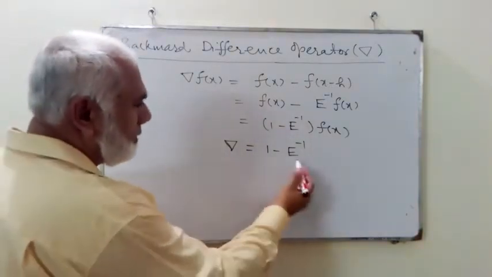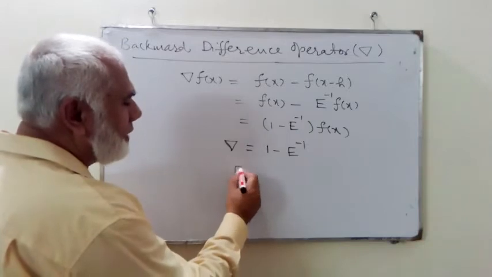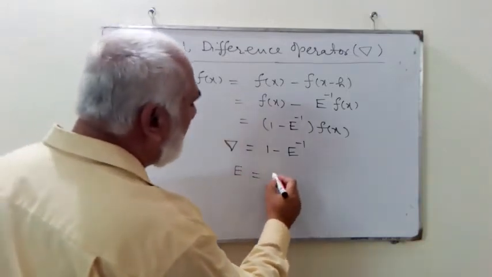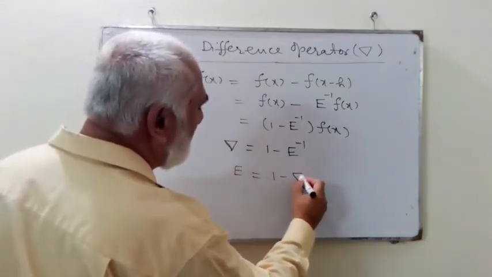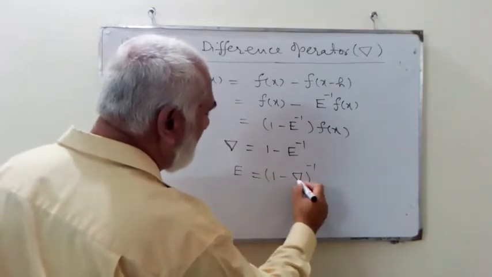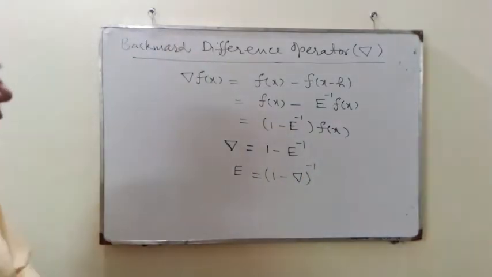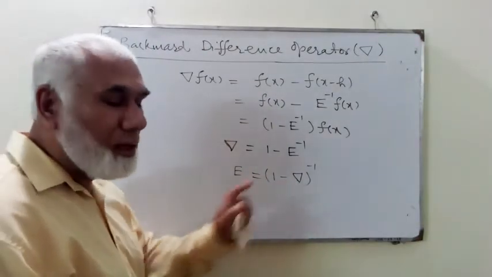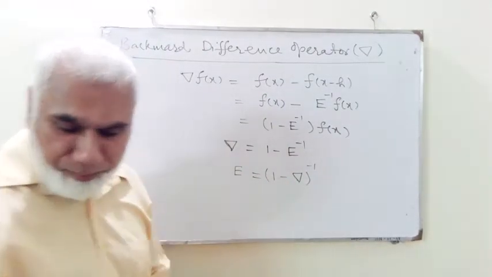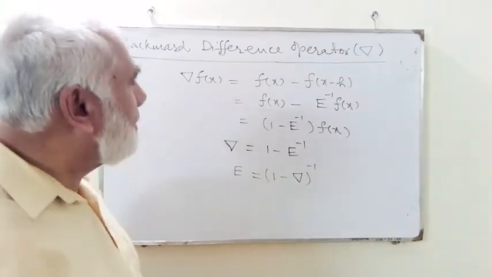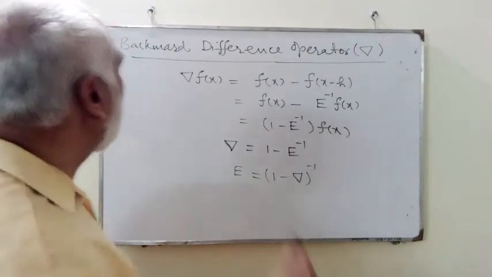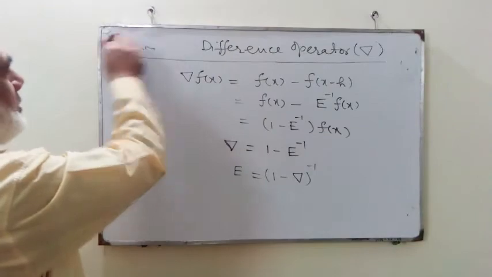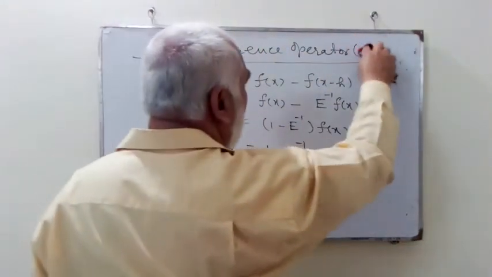Or if we readjust it, we can write it in the form of (1 minus nabla) whole raised to the power minus 1. So this can be another format to express the relation between the shift operator and the backward difference operator. So this is your third operator we go through, and now we work on the next operator.